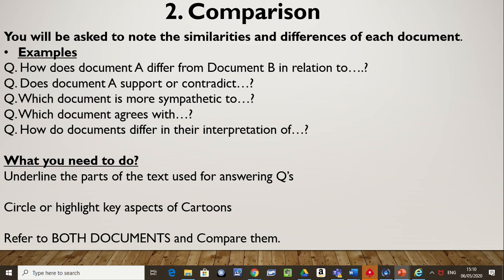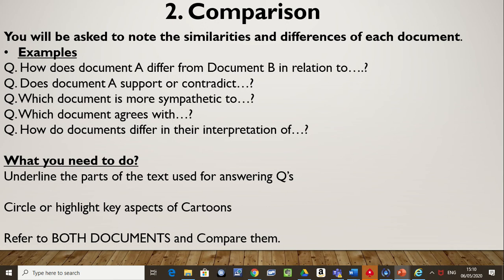Which document is more sympathetic to? So which document is leaning towards whatever side? Which document agrees or disagrees with? And how do the documents differ in their interpretation of? Okay, very, very straightforward, guys. Again, you're comparing, looking for similarities, looking for differences, looking for any kind of bias or any way a document supports or is against a particular historical moment or whatever the topic may be, okay?